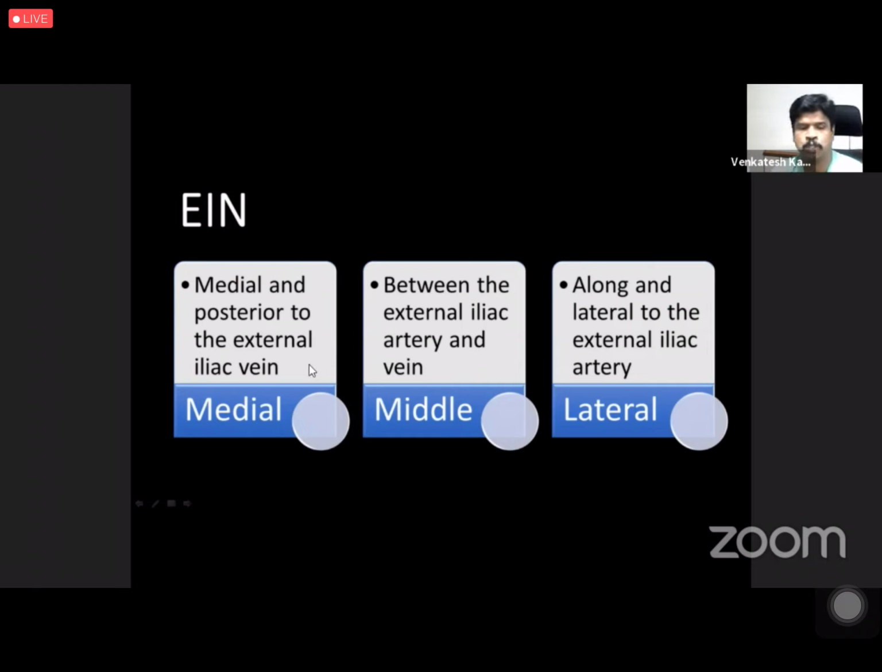Some of these lymph nodes are called the obturator nodes because they accompany the obturator vessels. And the middle group of the lymph nodes is seen between the external iliac artery and the vein, while the lateral group of the lymph nodes are those seen along and lateral to the external iliac artery.